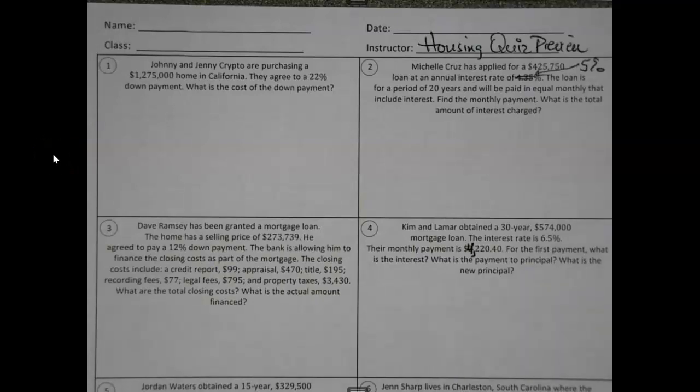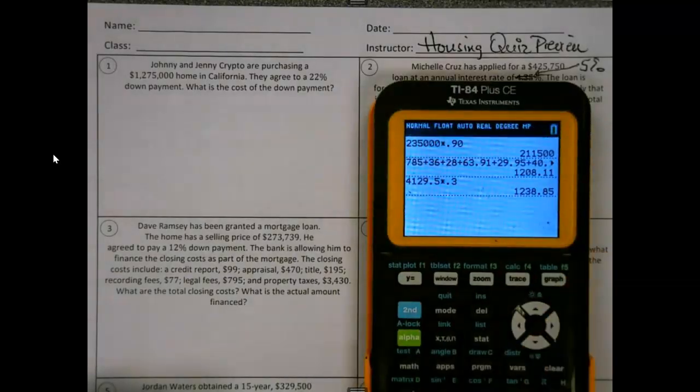So, okay, way back to the beginning, which isn't that long ago, because it's only a little under a week. Johnny and Jenny, better grab a calculator, are purchasing a really expensive home in California. They agreed to a 20% down payment. Okay, this one's real straightforward. I'm not going to get too cute with this.